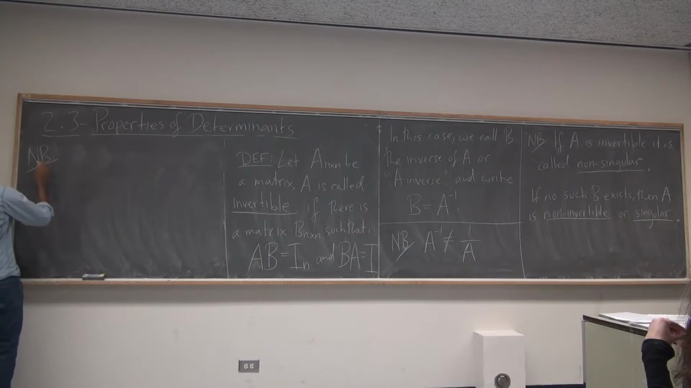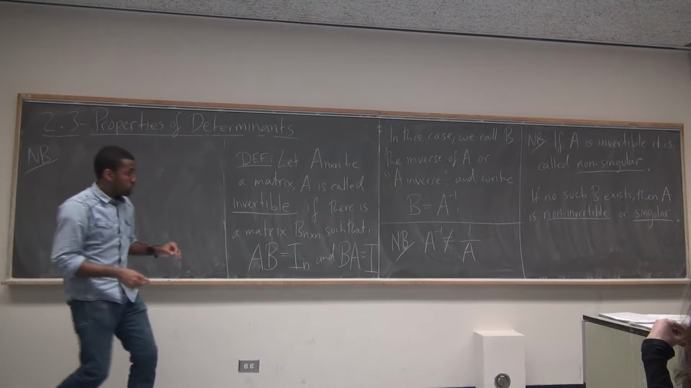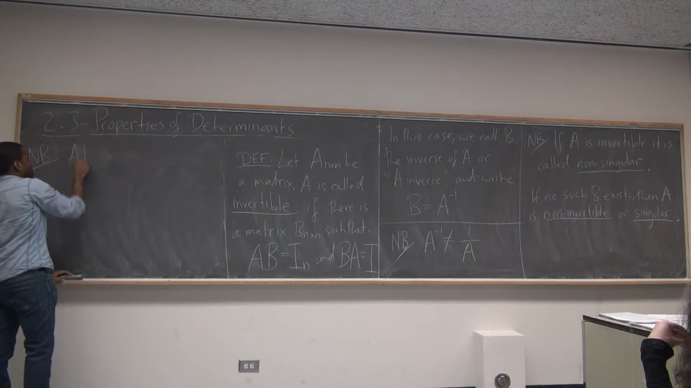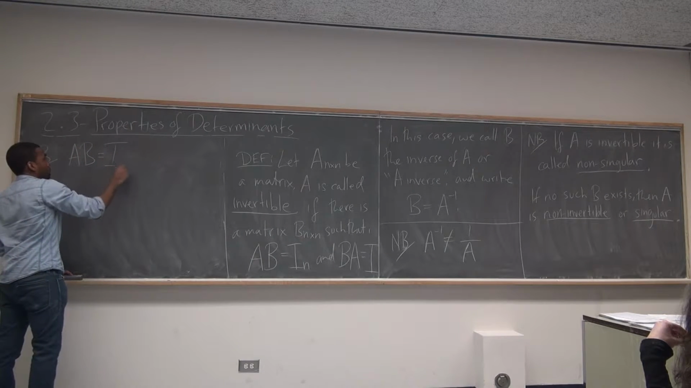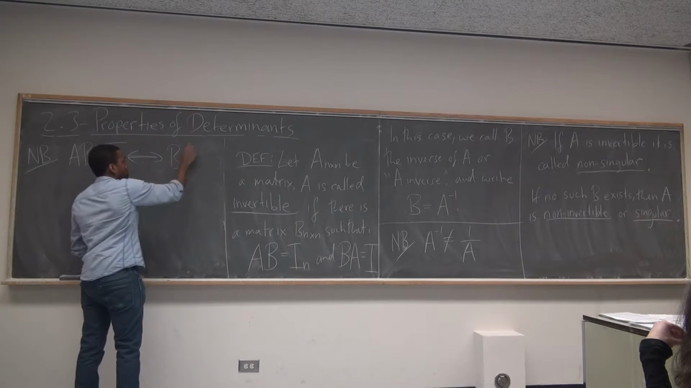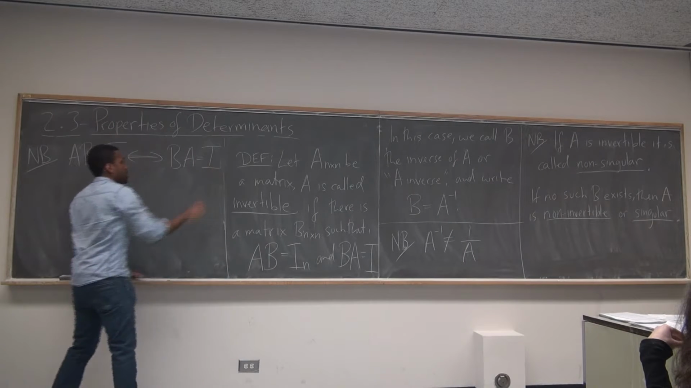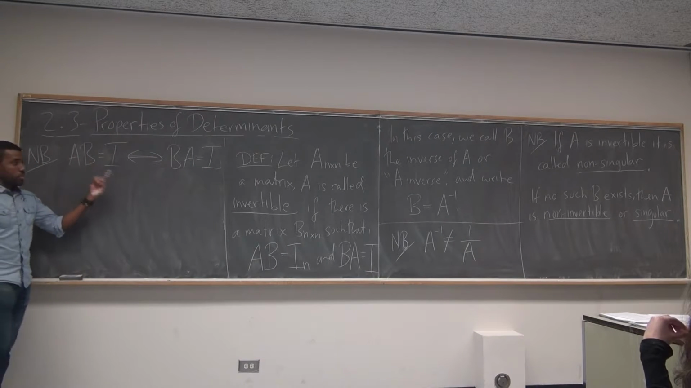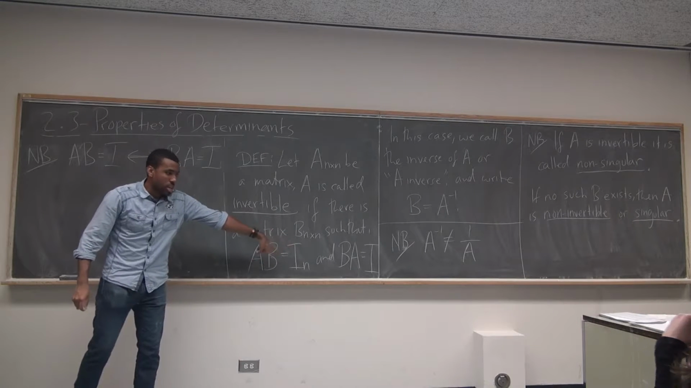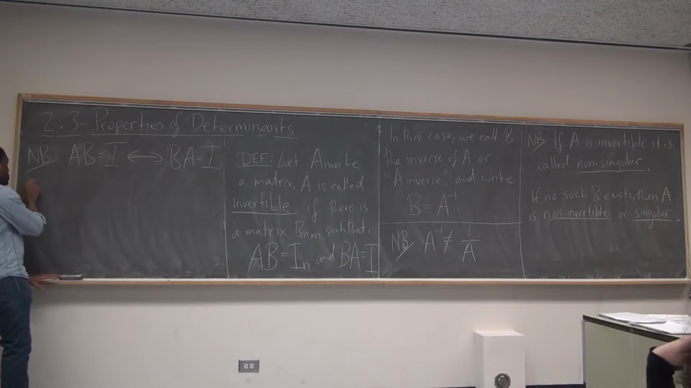Another note, AB equals I if and only if BA equals I. So it turns out if you want to figure out if a matrix has an inverse and you think you have a matrix that is its inverse, you only have to check one of these equations.